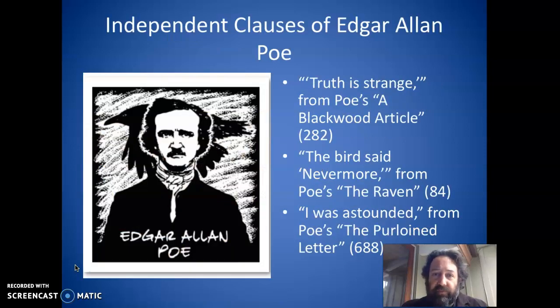There are some examples of independent clauses. Remember, independent clauses just have those three parts: subject, verb, object. If it has one subject, one verb, one object, that is a basic sentence, or what we also call an independent clause.